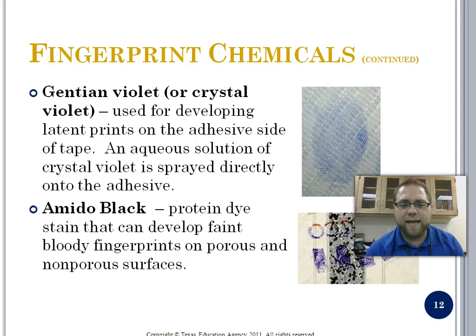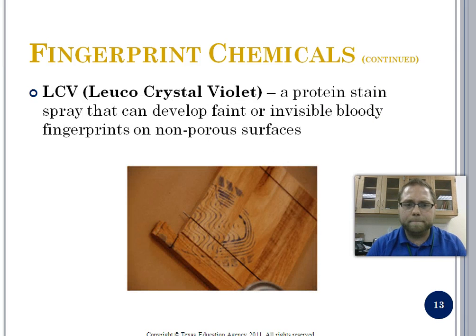Crystal violet is a chemical reagent that causes a violet color, purple color, basically, to come over. Amido black is another type of stain that you can put on something. These are all color developers. And then the last one here is LCV. This is a protein spray. It's the same type of thing. You spray it on a non-porous surface, and it allows like an invisible bloody fingerprint to be able to be seen, because it reacts with the proteins in that blood.